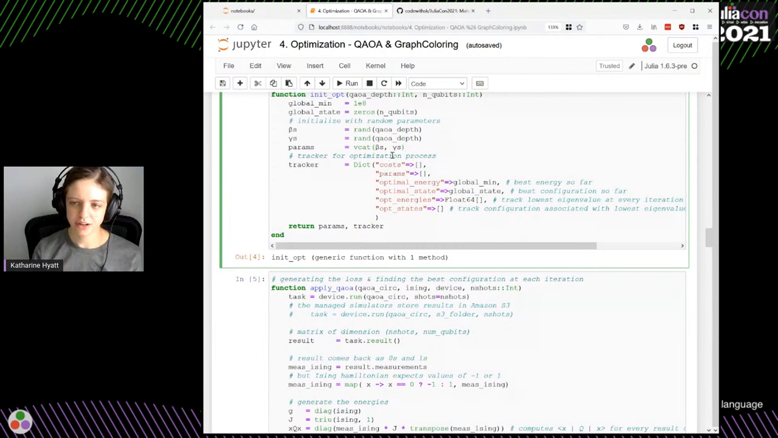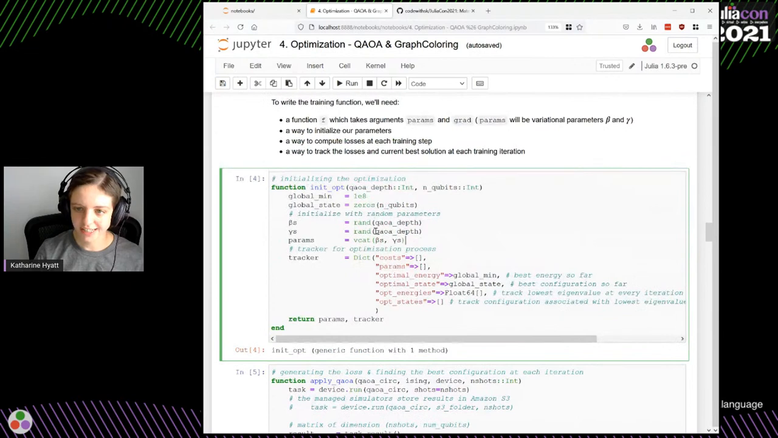The overall parameters are just a concatenation of the betas and gammas, and then I create this tracker dict that's going to measure the cost at every step, the values of the parameters at every step, the best energy seen so far, the best configuration that generated that best energy, and then I'm also going to keep track of the energy and best configuration at every single training step. So this is kind of long just because I added a bunch of comments explaining what everything does in case somebody wants to look at this without me talking over it. So that's one of our functions, init_opt.